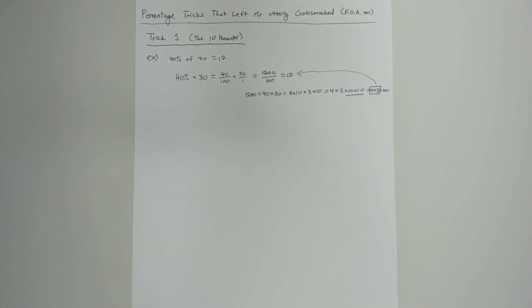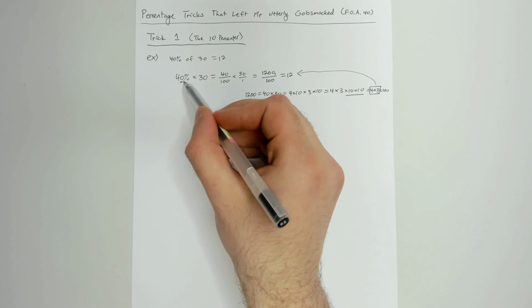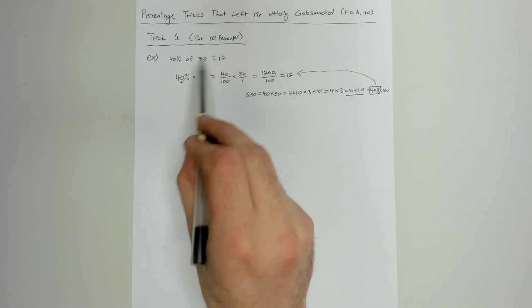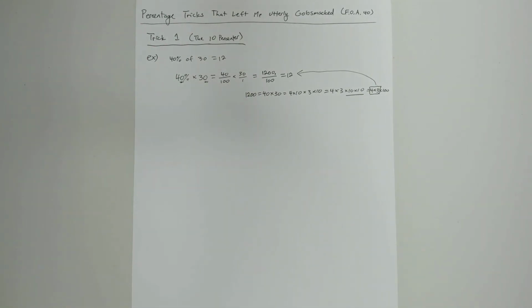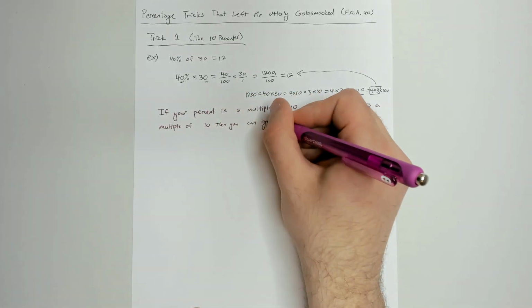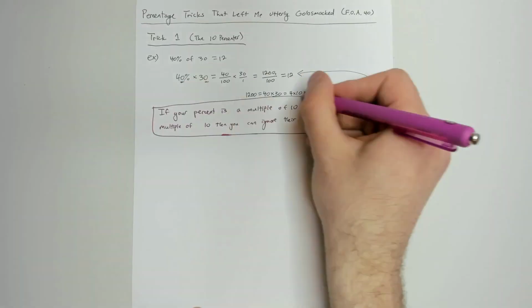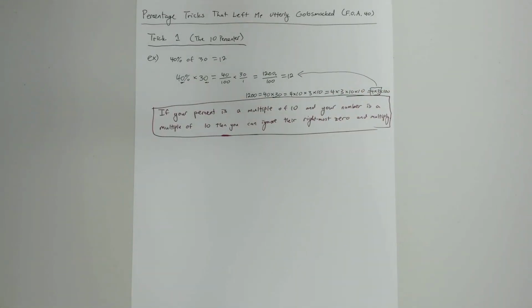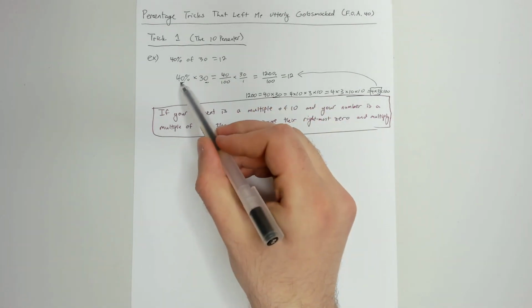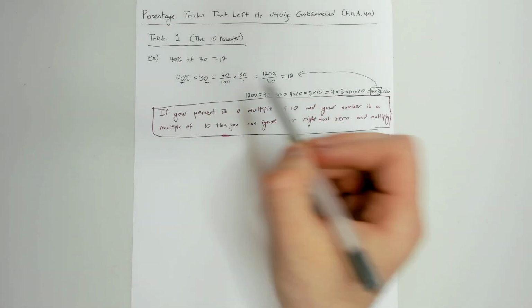So the reason this works is because 40% was a multiple of 10 and 30 was a multiple of 10. So the form for this trick then is if your percent is a multiple of 10 and the number you have next to it is also a multiple of 10, right, 40 is a multiple of 10, and so is 30, then you can ignore the rightmost zero and then multiply. So I ignore the zeros on both of them, and we get 4 times 3, which is 12.